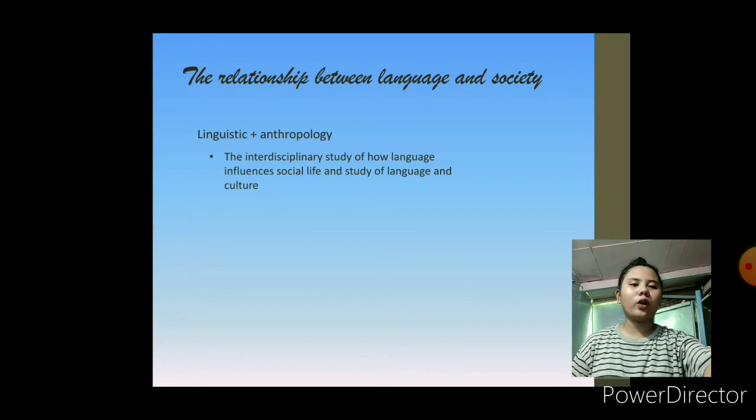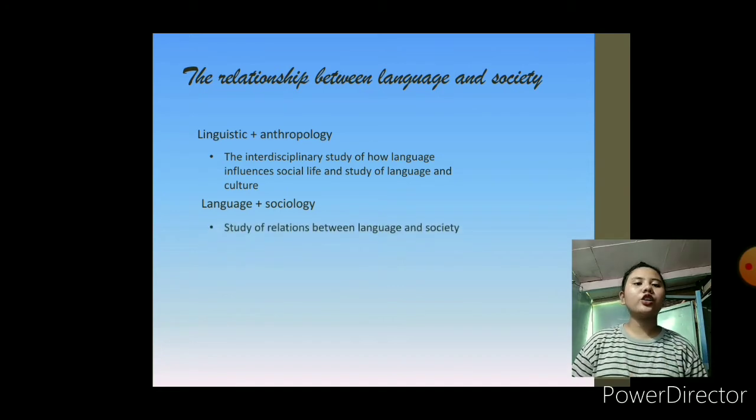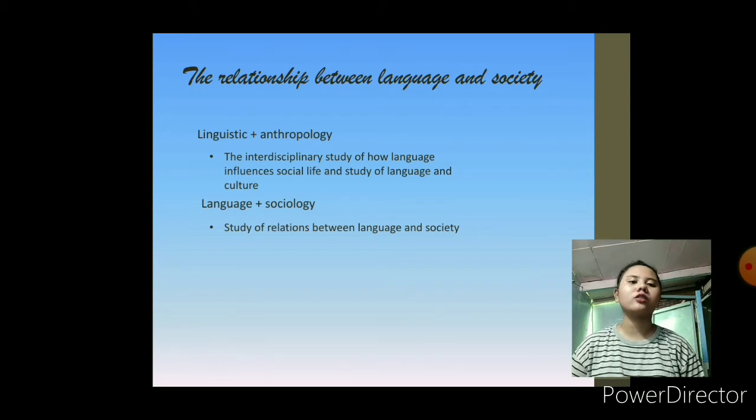The second one is language and sociology. It is the study of relations between language and society. It studies how society is influenced by language and deals with how an individual or group identity is established by language, and has to do with who is authorized to use the language.